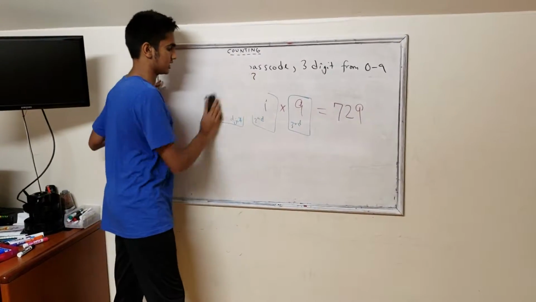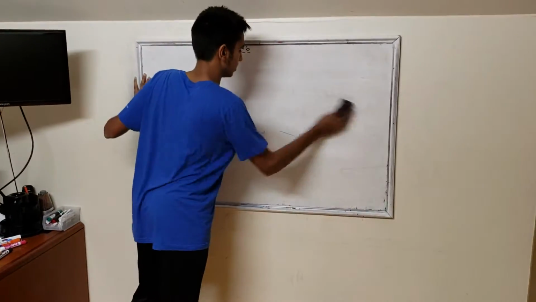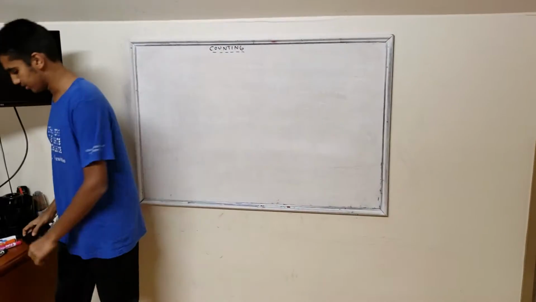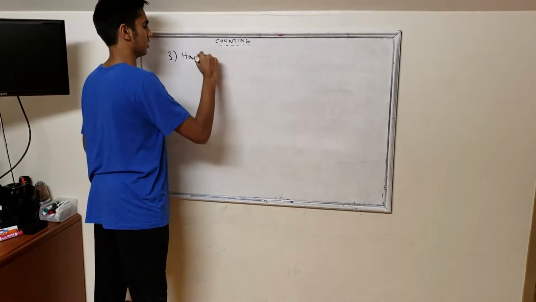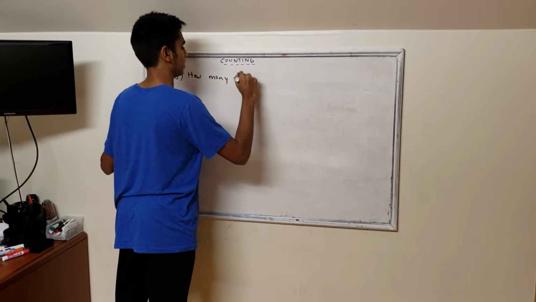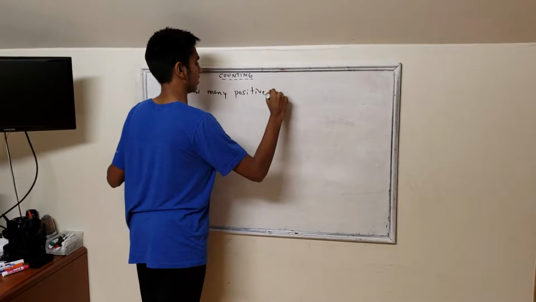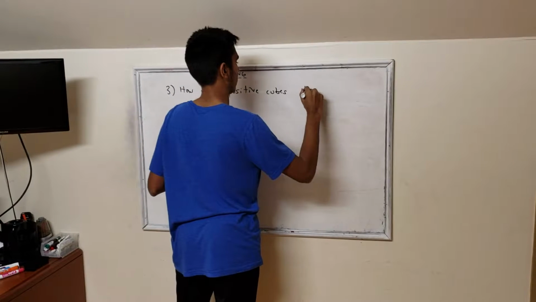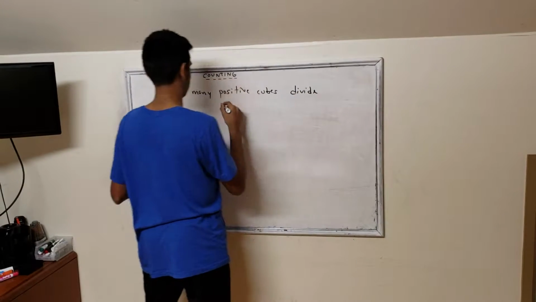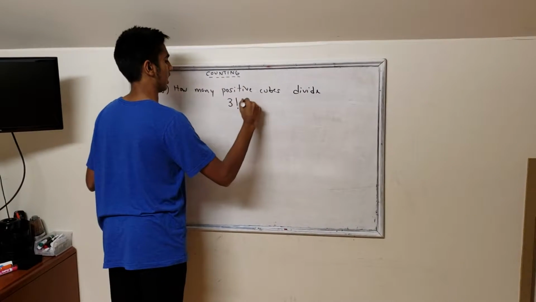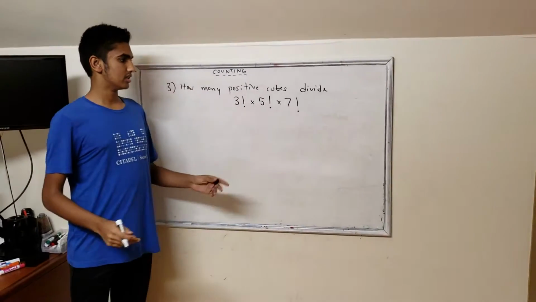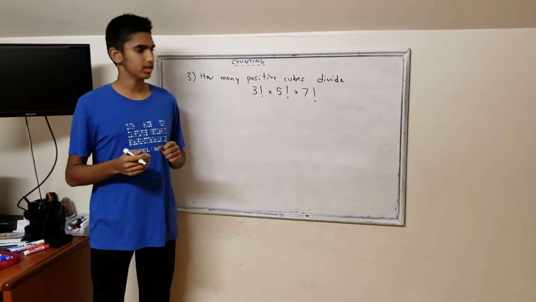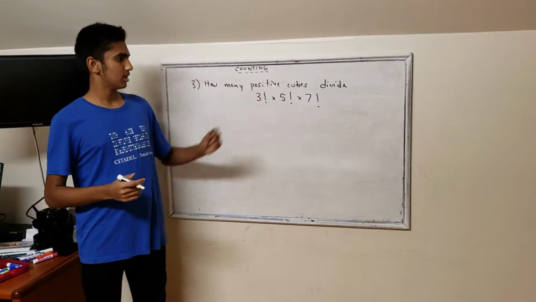So we'll go on to our next example. This has a little bit of a mix of number theory along with it. How many positive cubes divide 3 factorial times 5 factorial times 7 factorial? Alright, so this is not directly counting. So we should consider what cubes mean.